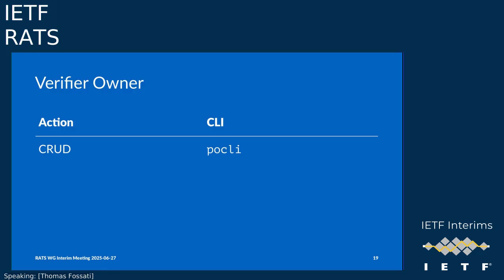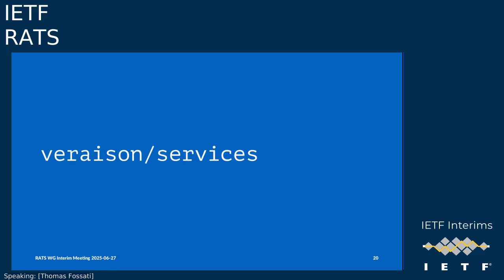So you can impersonate the verifier owner using Cocli. That allows you to basically manipulate the policy database: create policy, read policy, update policy, delete policies against the Veraison service. Okay, and this completes the emulators. Next, please. So the other bit, as I said before, is this complete verifier, which we call Veraison services.